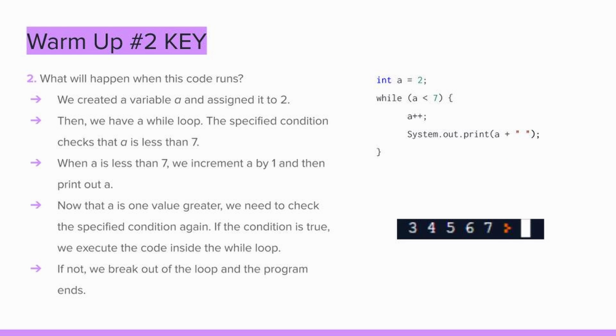For warm-up number 2, this should print numbers in the range of 3 to 7 inclusively. We first create a variable a with the value of 2. Next, we have a while loop with the condition a is less than 7. If a is less than 7, we'll increment a by 1 and print out the value of a. Once a is equal to 7, we'll break out of the loop since the condition is no longer met.